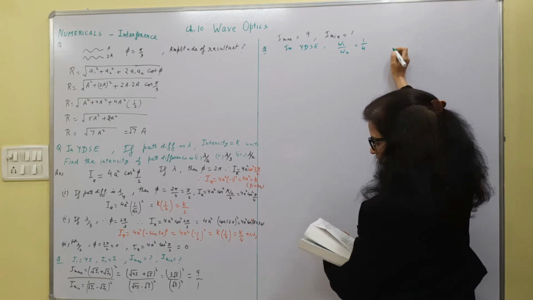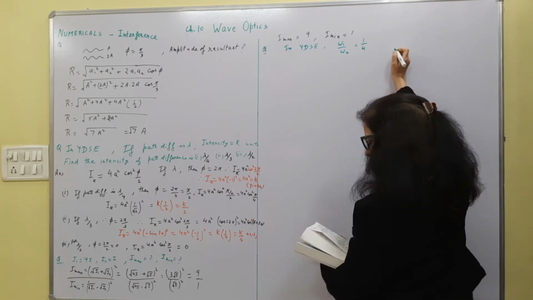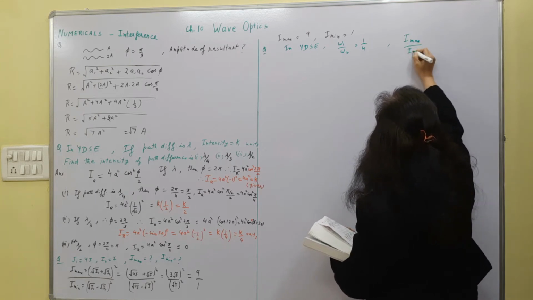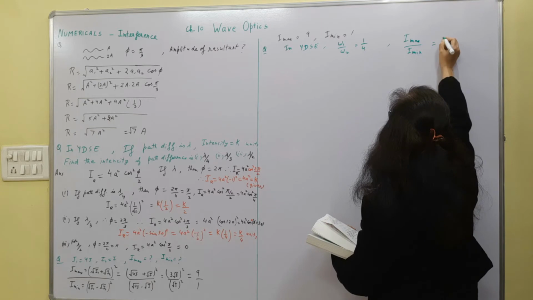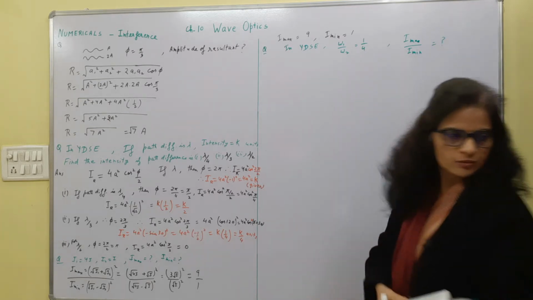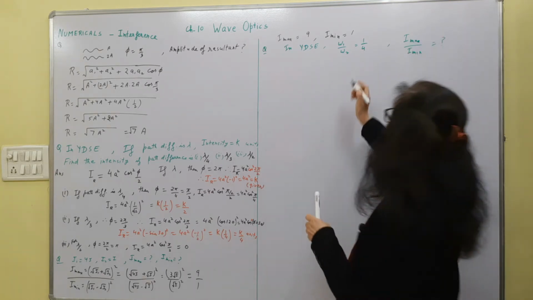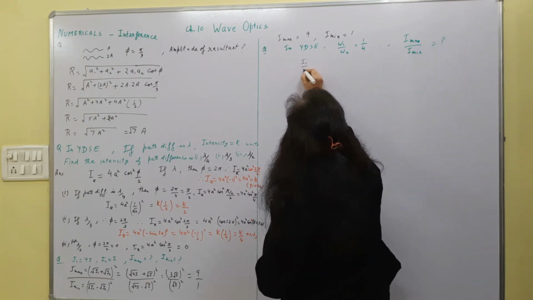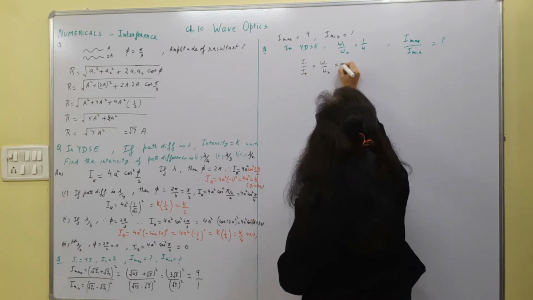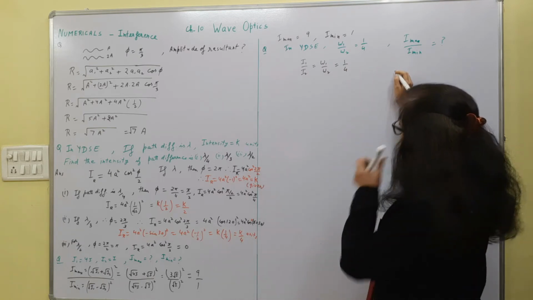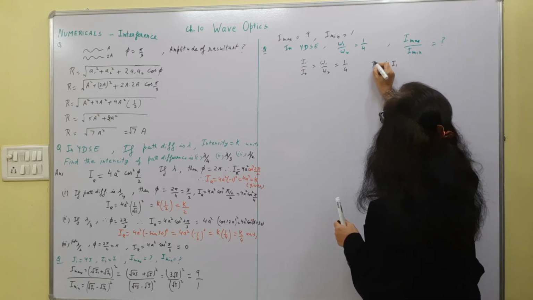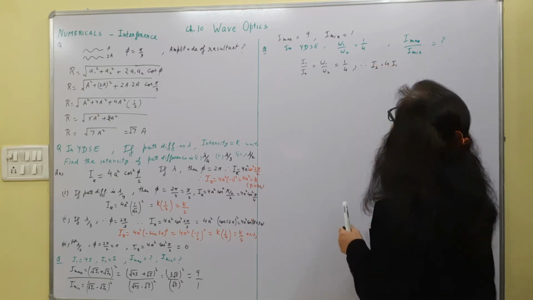Deduce the ratio of the intensity at maxima and minima in the interference pattern. So I max upon I minimum, this is what we have to find out. We know that the widths are in the ratio 1:4. So that means you can say that I1 upon I2 is W1 upon W2 is equal to 1 upon 4. So you can say that 4I1 is equal to I2, right?